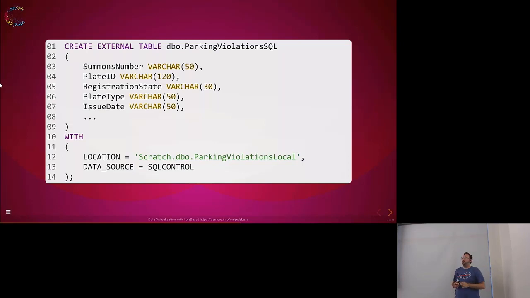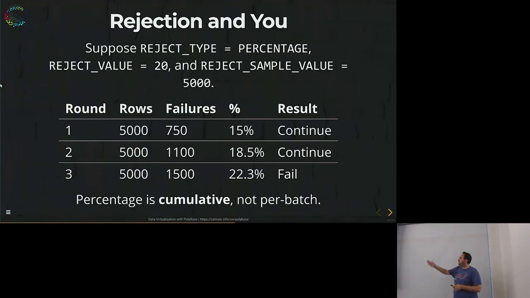Yes? What does cumulative mean? Cumulative summation. So we sum up the totals. Instead of saying the batch percent being 20, the total percentage. So 750 plus 1,100 is 1,850 over 5,000 plus 5,000, 10,000, 18.5% of 10,000. 1,850 plus 1,500 over 15,000. So we're doing that aggregated percentage instead of the percent of the 5,000 rows.